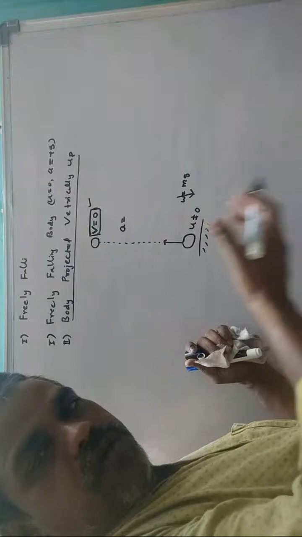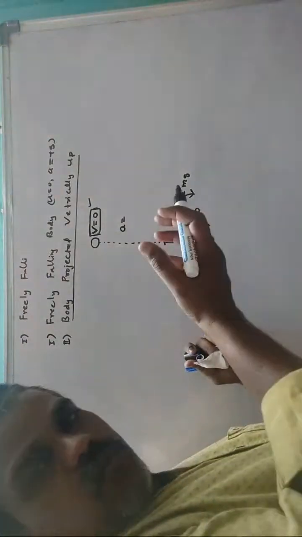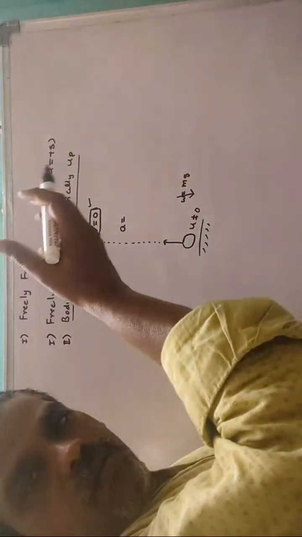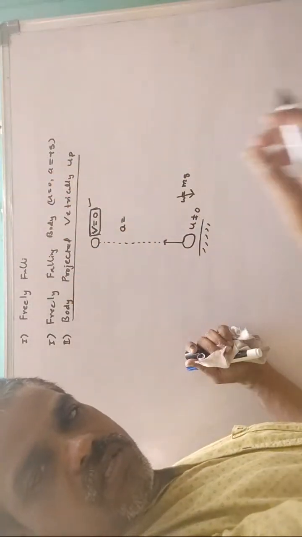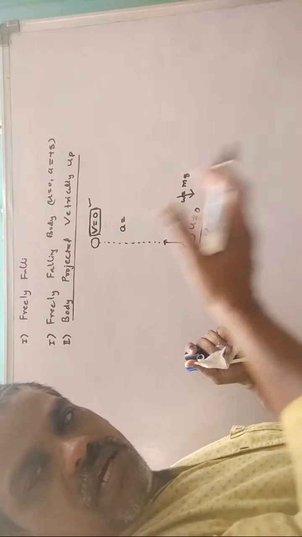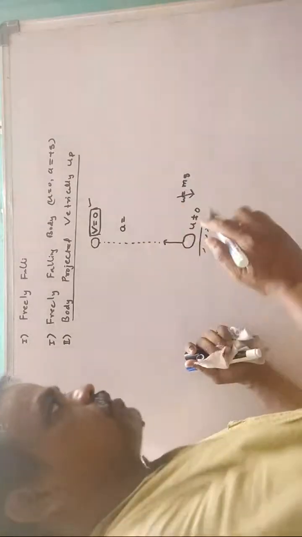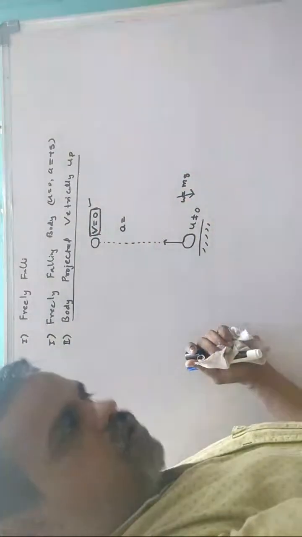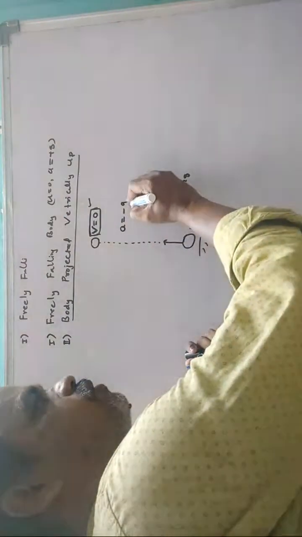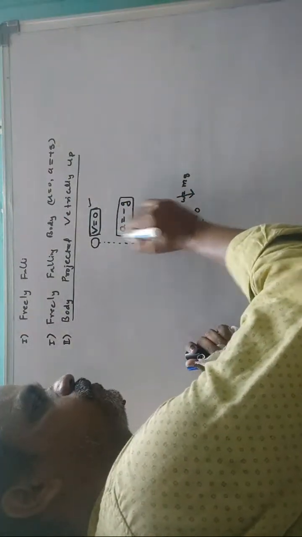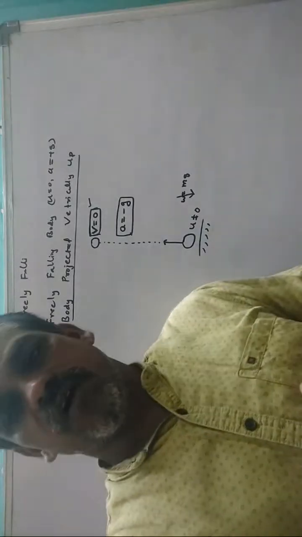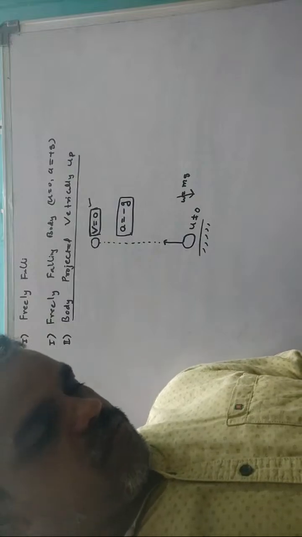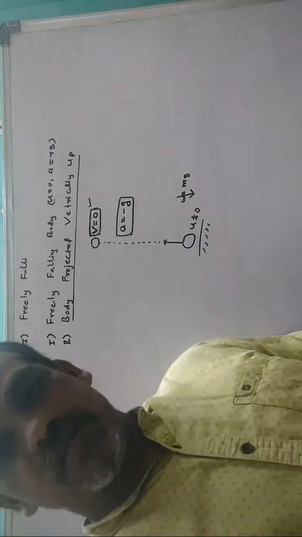Are you getting my point? When you project the ball up, it goes up, but the gravitational force acting on the ball is downward. The body is moving upward, and the gravitational acceleration acts downward. So take a equal to minus g here. This is the second condition for a body projected vertically up. If you catch the point, it is easy, otherwise it is difficult.